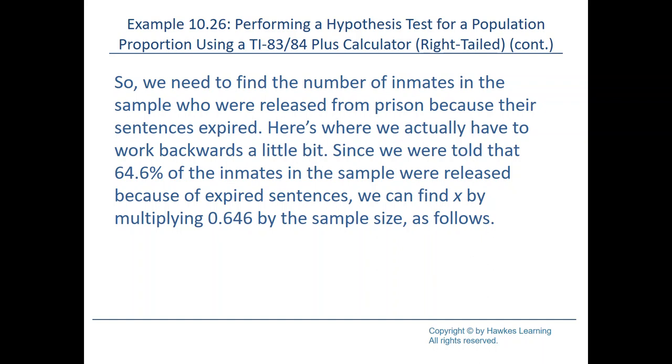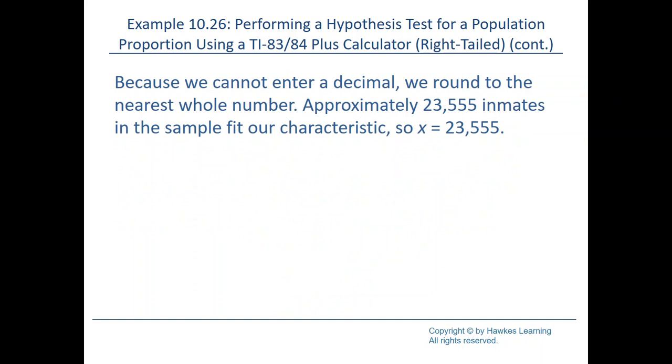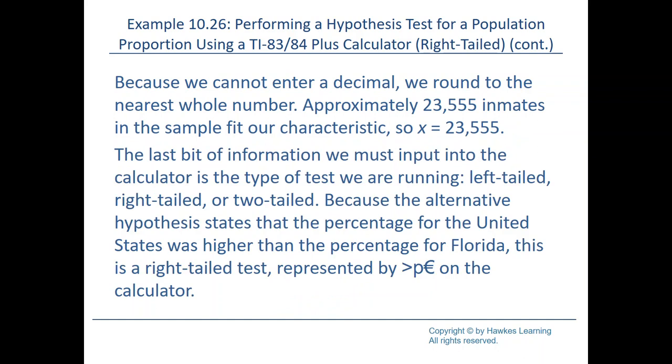So in order to get this to work, I'm literally going to take that 64.6% times my sample size. Now you're going to get a number and you're going to need to round that number. Okay, so I got 23,555.098. That is going to round to 23,555. Again, the reason why I'm rounding it to the whole number is because this is a proportion, we cannot enter a decimal, and so we must round to the nearest whole number, and that's going to mean that my X value is 23,555.